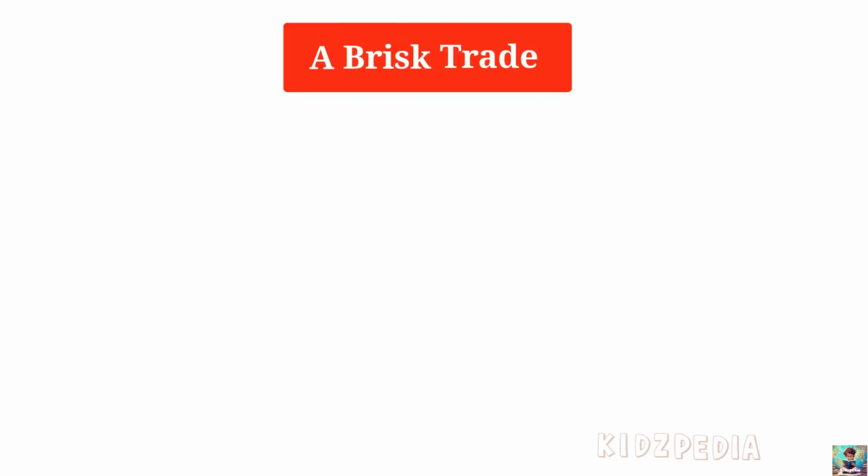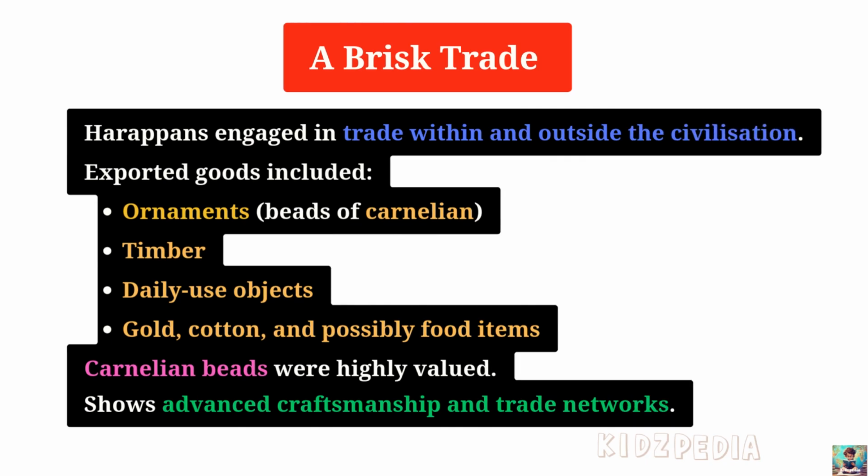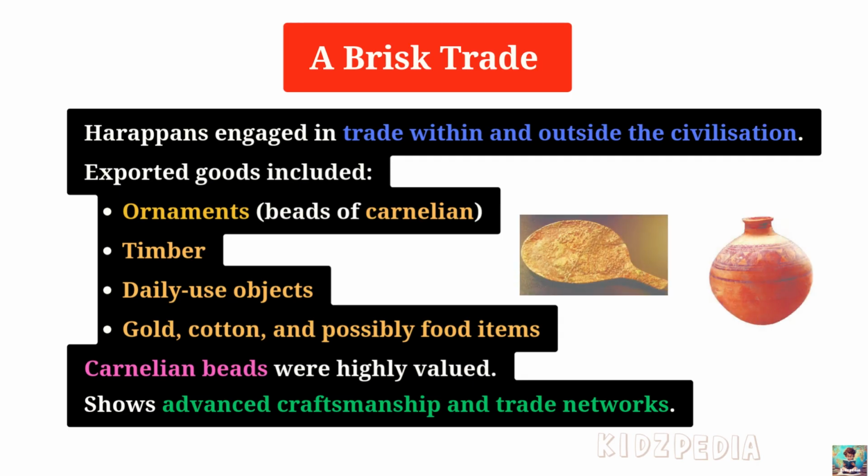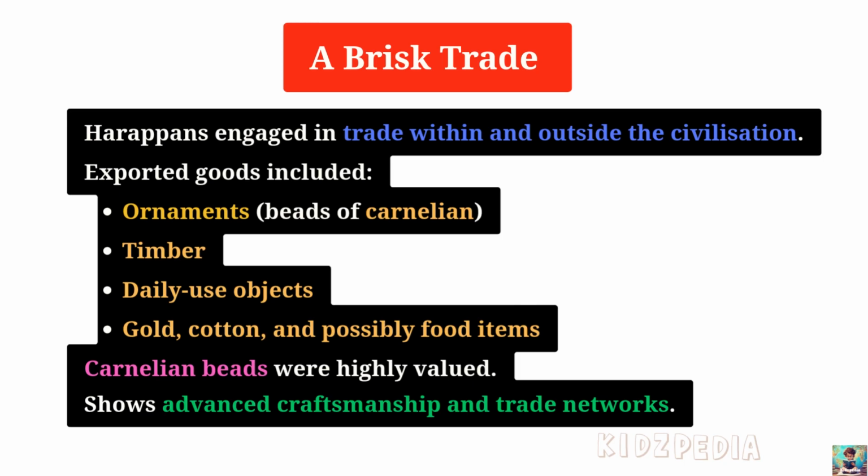Next topic is a brisk trade. The Harappans were active traders both within their civilization and with other regions outside India. They exported goods like ornaments, especially beads of carnelian, a reddish semi-precious stone from Gujarat. Timber, objects of daily use like tools and pottery, gold, cotton and possibly some food items.